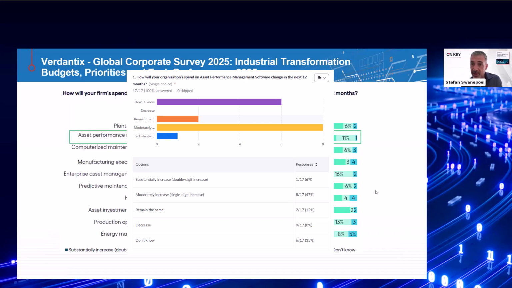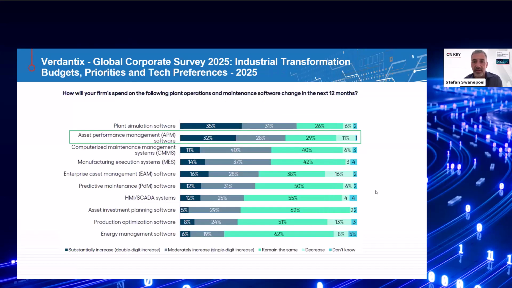But then looking at the results from the group here, I think it's very interesting and significant to see that even though it's not double-digit spend, there's certainly a big increase in spending in asset performance management. 47% of the respondents out of the 17 foresee a single-digit increase. Quite interesting. So hopefully the rest of the discussion will be very interesting to all of you.